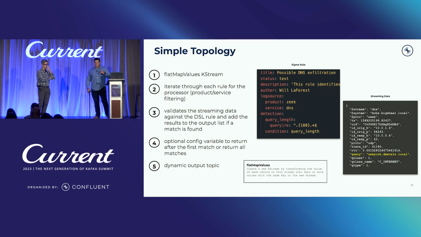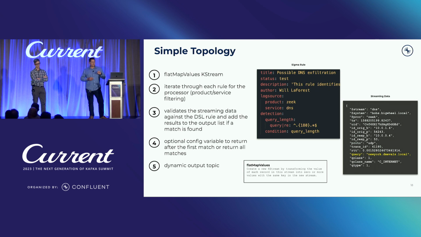All right, so if I walk through the topology again, starting with the simple topology, you've got the SIGMA rule in the middle there, and the input data, the record data, on the right side. Quick overview of the SIGMA rule: we've got a lot of metadata up there, things like title, status, description, and even author. The log source allows us to categorize this. So things like product and service, in this case Zeek and DNS, we're leveraging that to filter out the rules that are applicable to this stream processor.